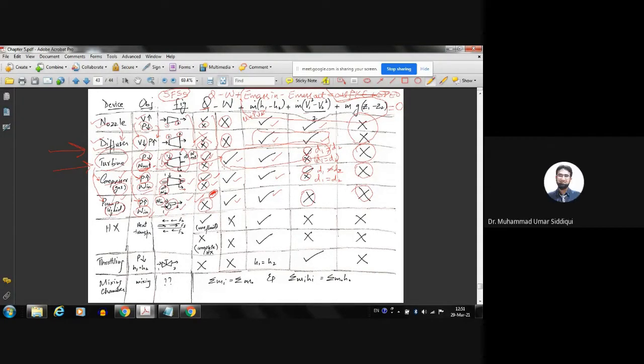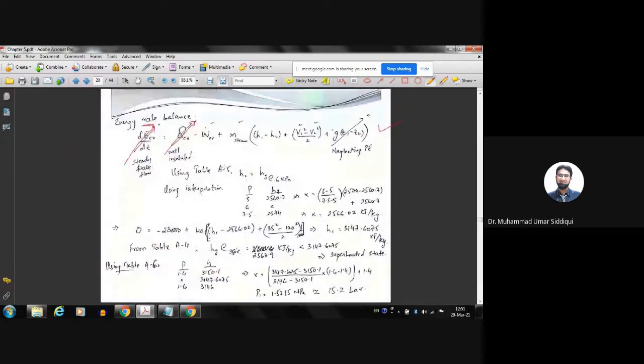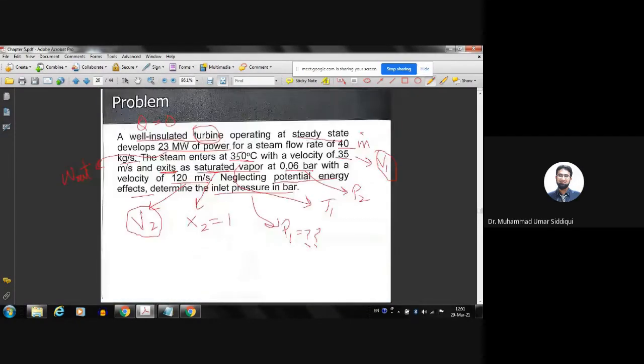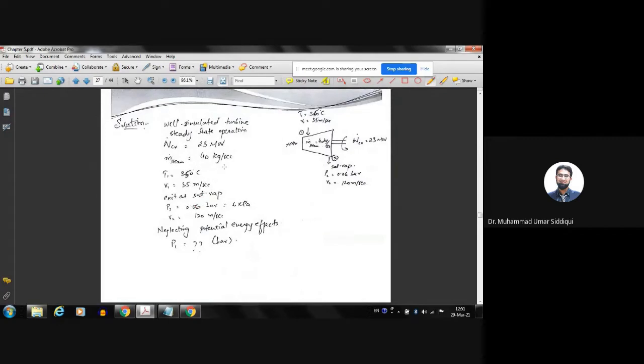Okay, so let's see the solution. So we have a situation like this. This is a schematic diagram. There's work output, this is the temperature input, there's a velocity input, pressure output. We know it is saturated vapor, so that means X2 is 1, and we know what is V2. So all this information is provided.